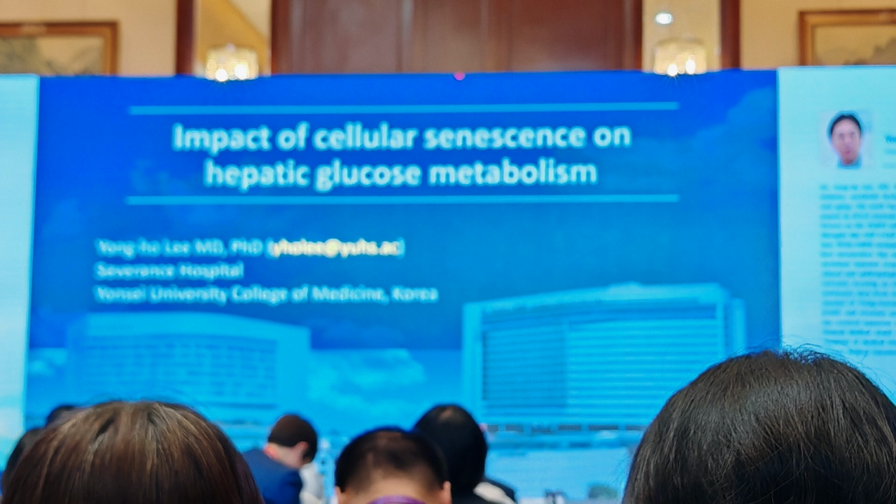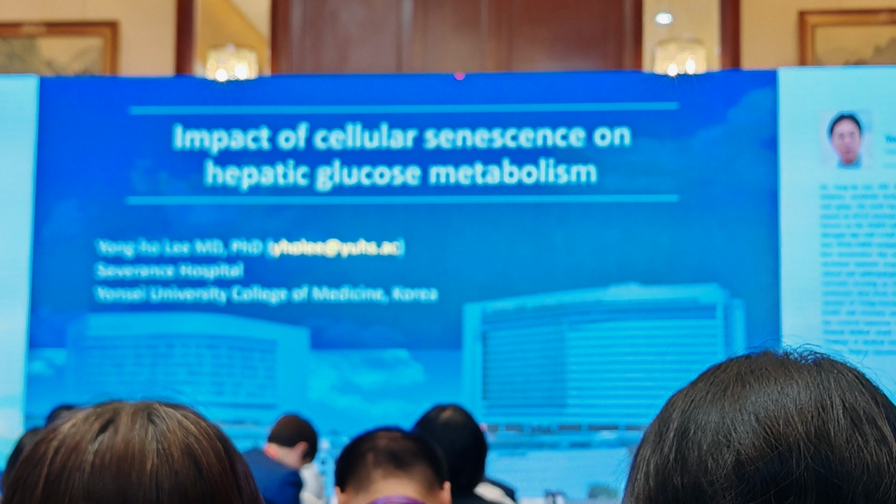So when we checked old versus young mice livers, we saw higher expression of SA-beta-gal in the liver. And also when we checked the gene expression related to gluconeogenesis, we saw higher expression of PCK1 as well as senescence markers such as p16. So you can see increased gluconeogenesis markers in the old mouse liver model. So as other professors nicely mentioned the role of senescence, I'm not going to talk about it in detail.